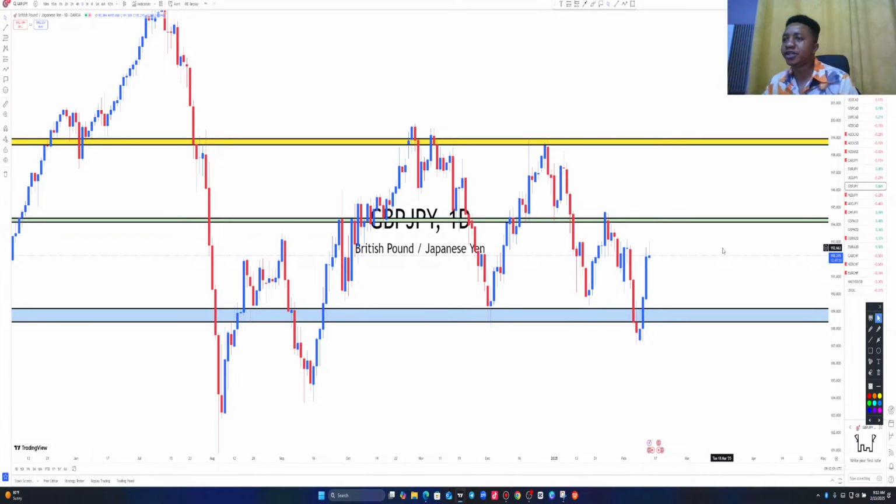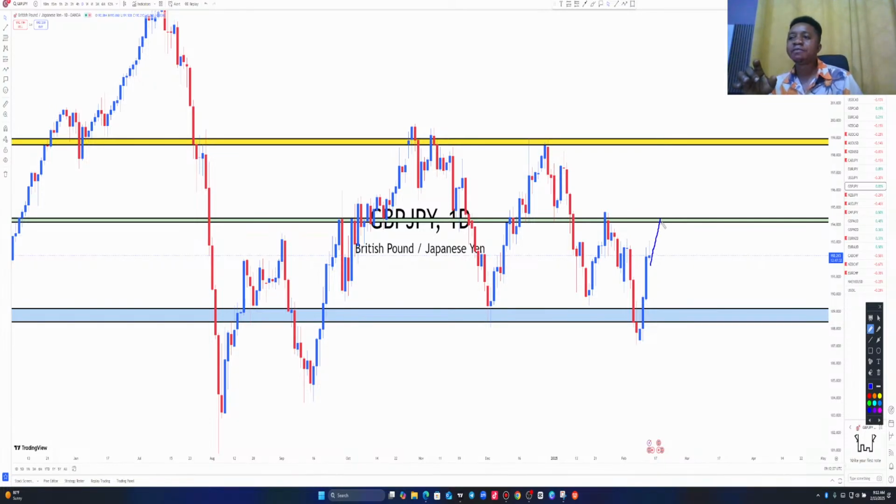Now, if you look at the structure of the daily time frame, we have a lower low, lower high. You see another lower low, and price going forward may make another lower high, and it may drop again. But currently on GBP JPY, since we are seeing a bullish engulfing candle on the weekly time frame, it means that buyers are still in control. They are pushing the market all the way to the upside.